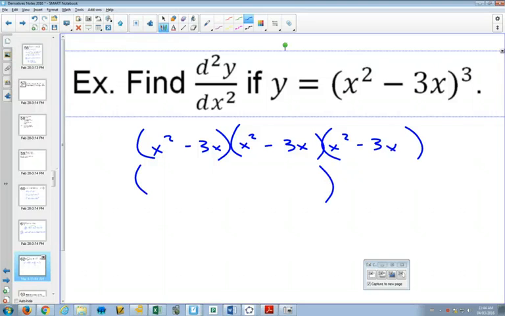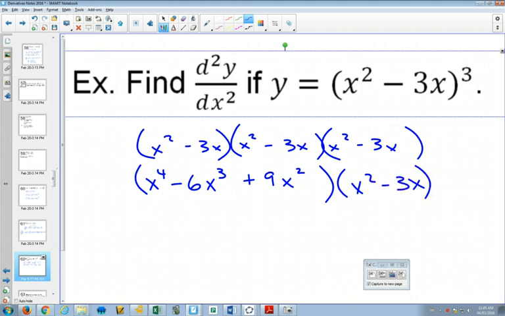We could take the x out, but we're going to have to multiply it in afterwards anyways. So we're going to get x to the 4 minus 6x cubed plus 9x squared. Because when you do the outside, you're going to get minus 3x cubed, another minus 3x cubed. I just combine them right away. I still have x squared minus 3x here.